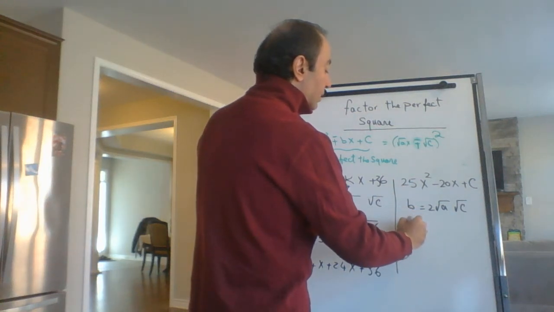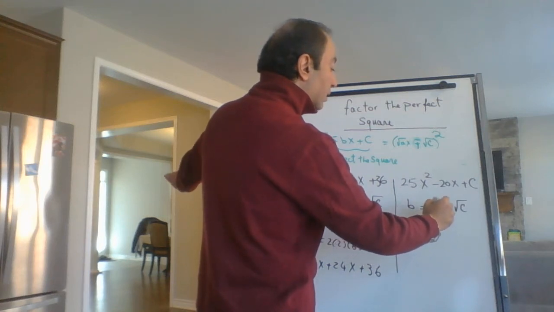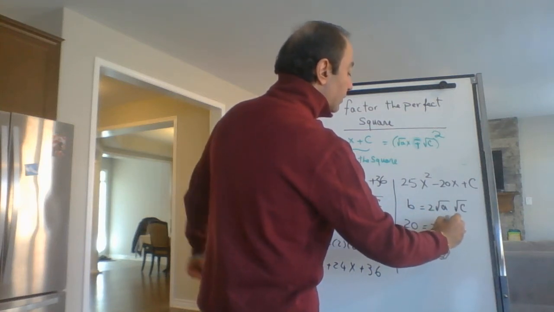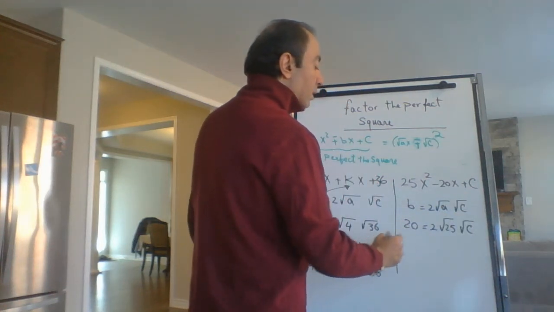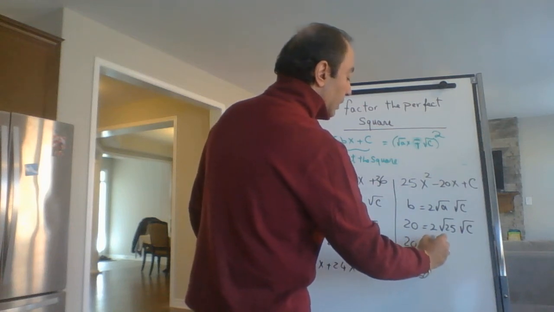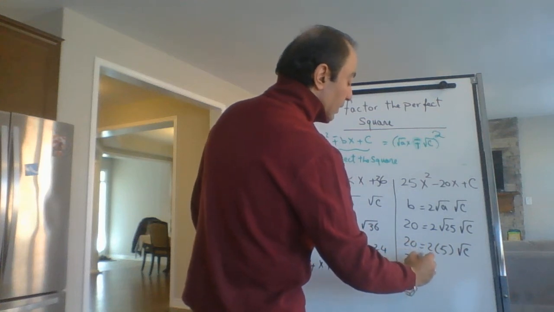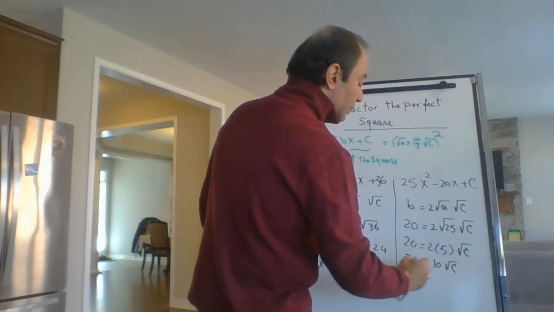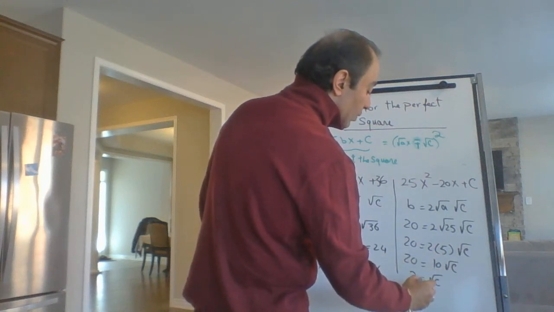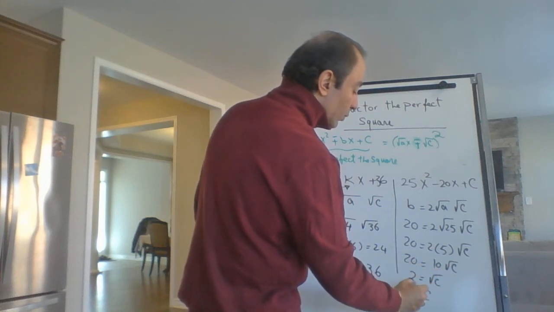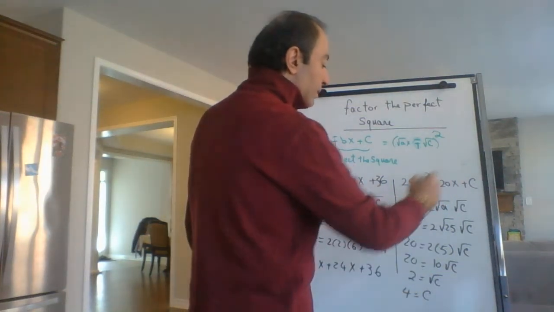b is 20, equals 2 times square root of 25 times square root of c, and that's what we need to solve for. So 20 equals 2 times 5 times the square root of c. 20 equals 10 times square root of c. So we divide both sides by 10, so 2 equals square root of c. To get rid of the square root, we square both sides, so c equals 4. So in order to have this as a perfect square, c must equal 4.